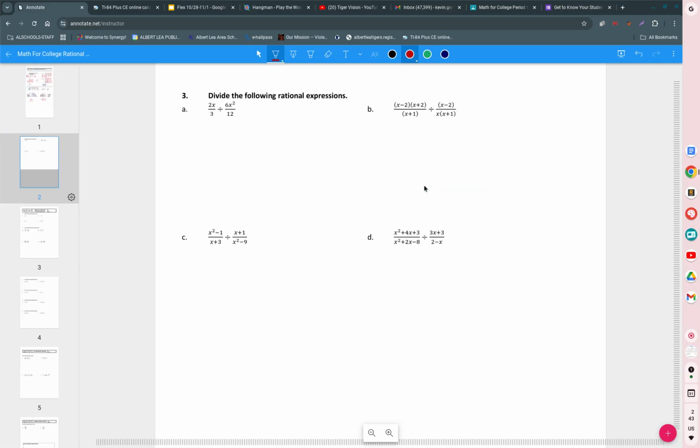We head to the back side. We never ever divide fractions. What do we do instead? Multiply by the reciprocal.